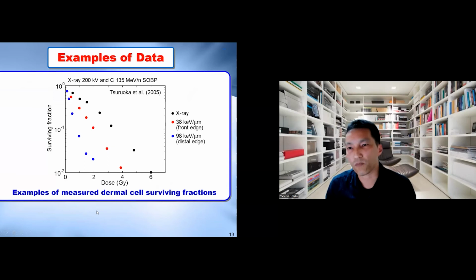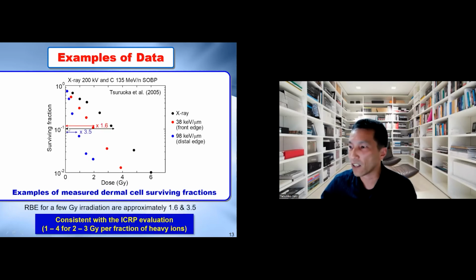So here is an example of measured dermal cell surviving fraction for X-ray and carbon 135 MeV per nucleon SOBP beam. If we calculate the RBE for a few gray irradiations, it will be approximately 1.6 for the front edge of the SOBP and 3.5 for the distal edge of the SOBP. Both are consistent with the ICRP evaluation, which is 1 to 4 or 2 to 3 per fraction of heavy ion radiation.